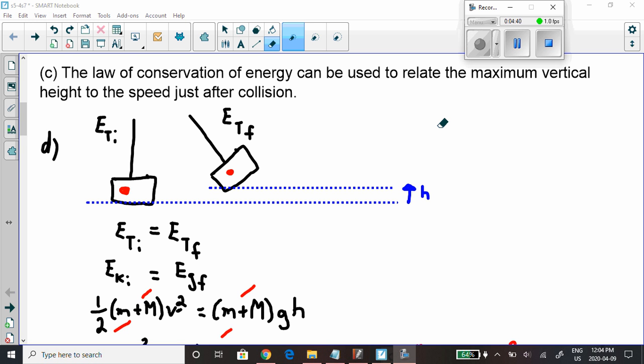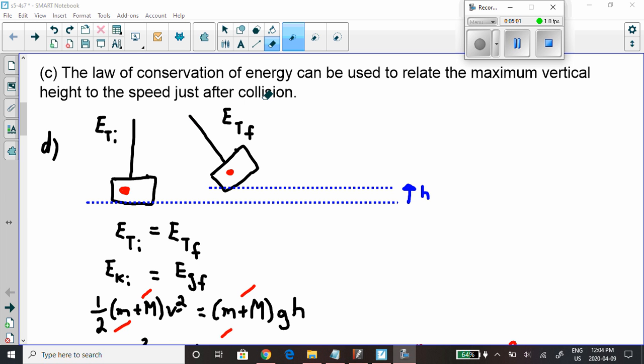On to question C, kids. As the bullet and the wood swing up, what law of nature can be used to relate the maximum vertical height to the speed just after the collision? Well, it's the law of conservation of energy that can be used to relate the maximum vertical height to the speed just after the collision.